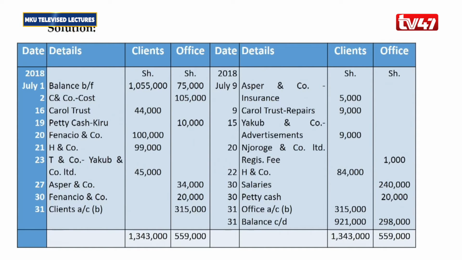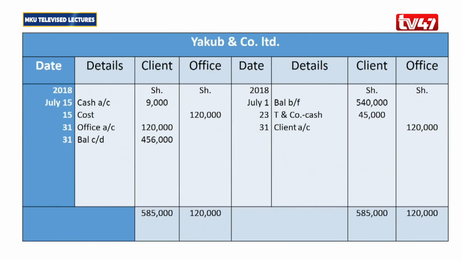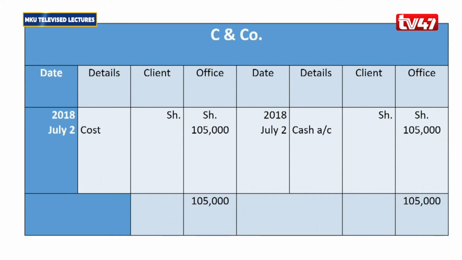Then, of course, we can go to CNC. When we go to CNC account, you can see what is happening. We are debiting the cash book against the office, and we are crediting this particular account, and the figure involved is 105,000.